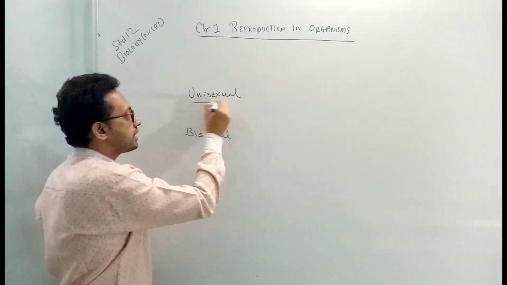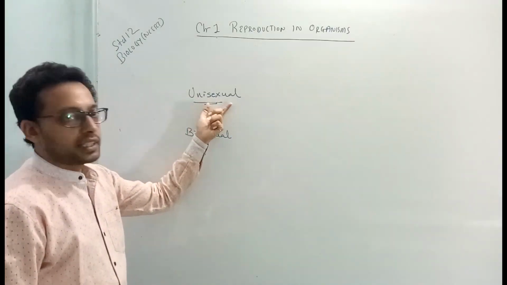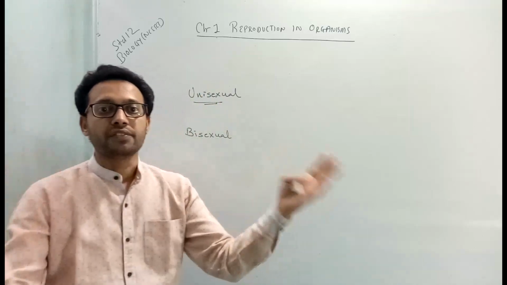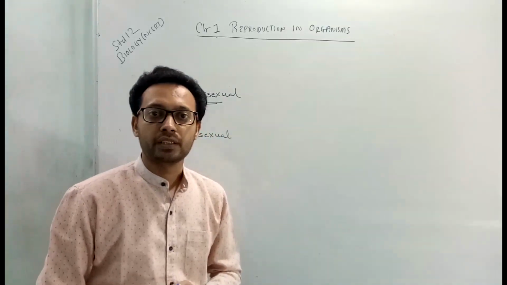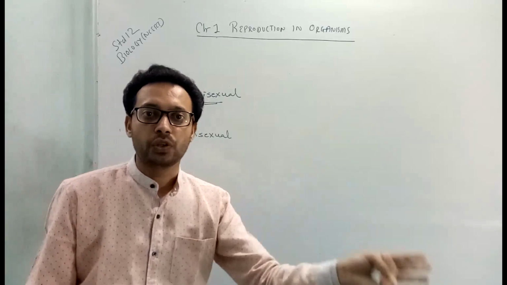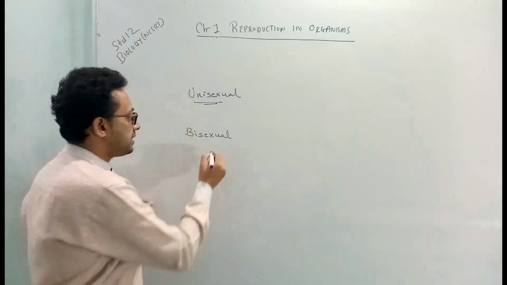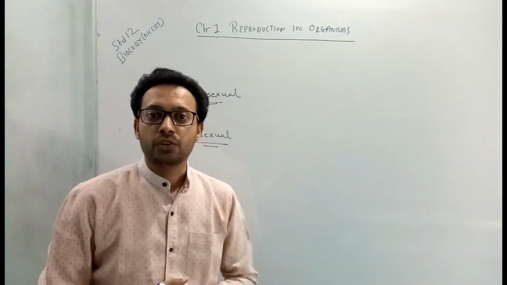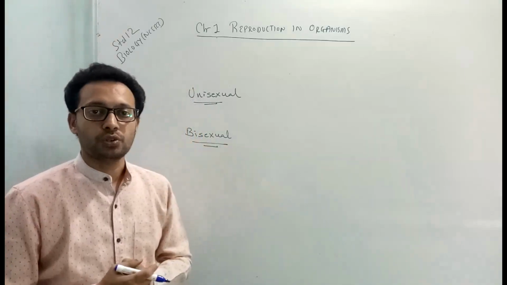What is a unisexual living organism? It is an organism in which the male and female reproductive organs are present in two different individuals. This is called unisexual, for example, human beings. Here the male and female reproductive organs are present in two different individuals. The male possesses only the male reproductive organ, the female possesses only the female reproductive organ. A bisexual organism means the male and female reproductive organs are present in the same individual. Such an organism is called a bisexual organism.